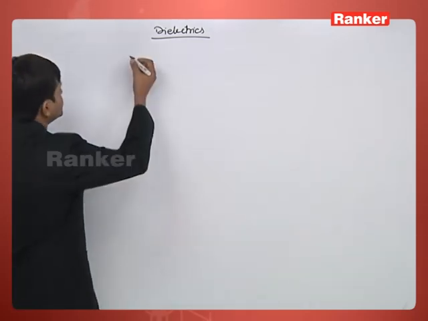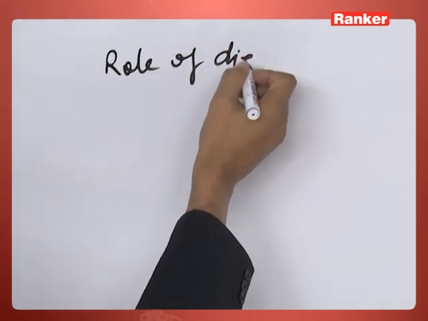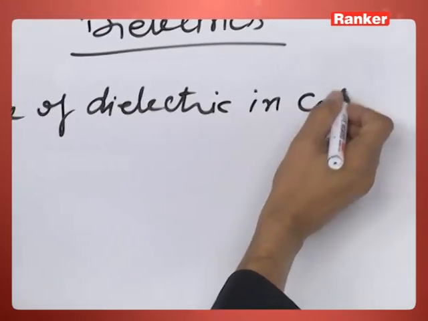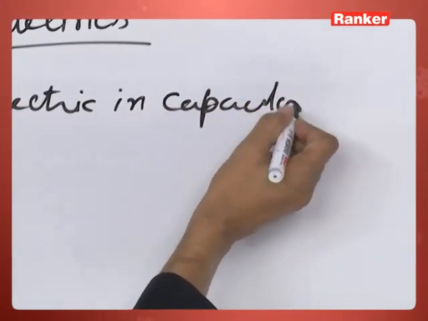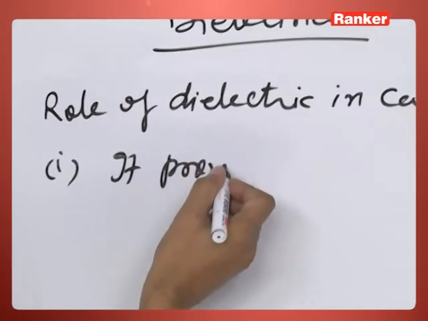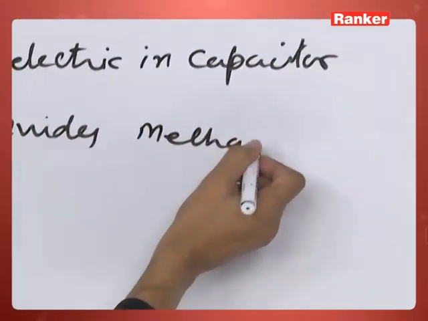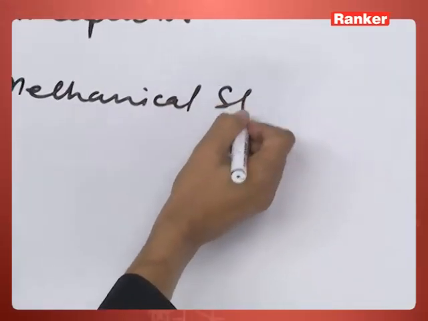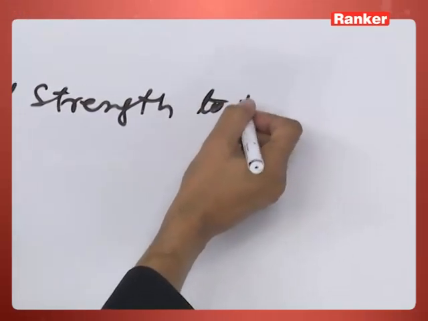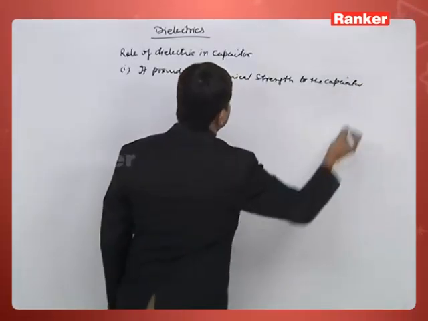So one is the role of dielectric in capacitor. First we can say it provides mechanical strength to the capacitor. So what is the meaning of this?